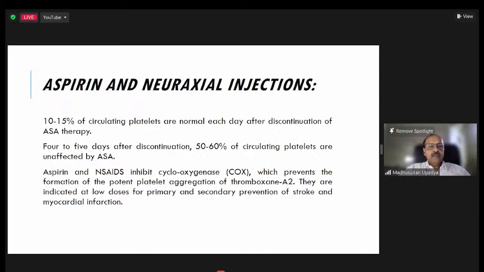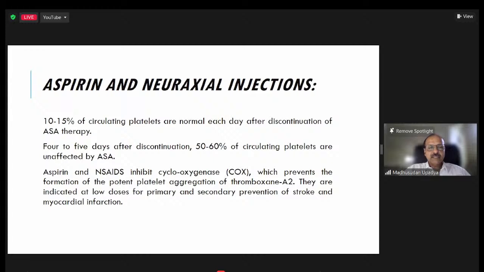Okay. At any given time, 10 to 15% of the circulating platelets are normalized each day after the discontinuation of the aspirin therapy. 10 to 15% of the circulating platelets become normal because that much is produced every day. And 4 to 5 days after the discontinuation, you should have about 50 to 60% of the circulating platelets which are unaffected by the aspirin.